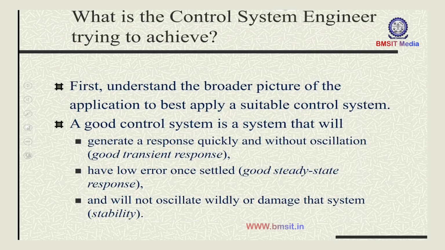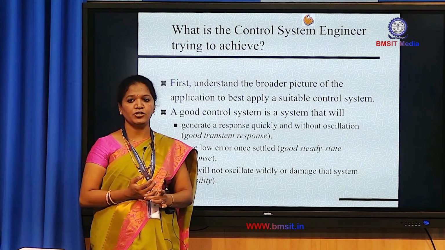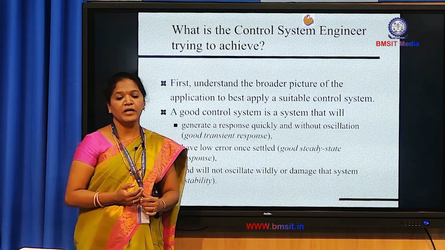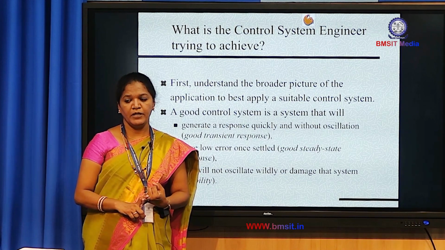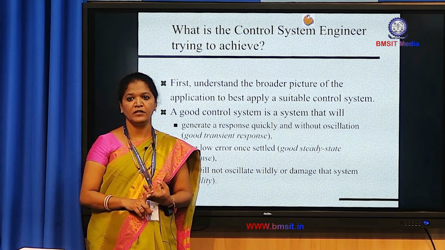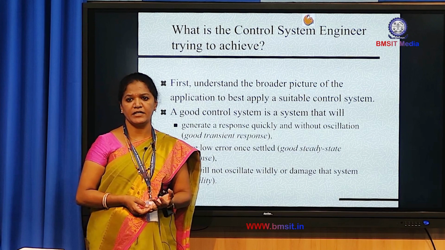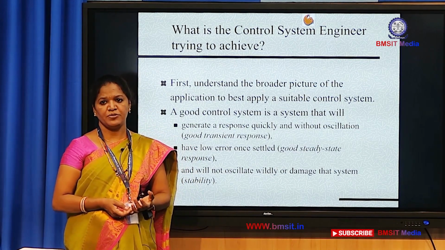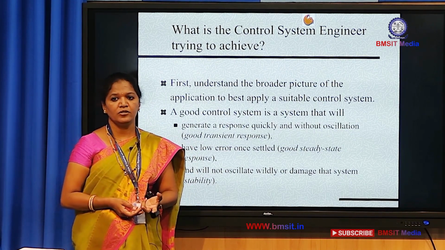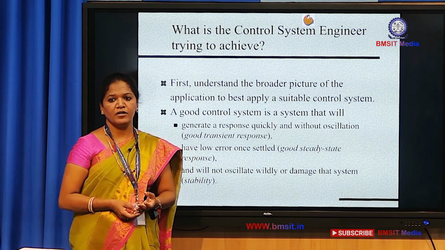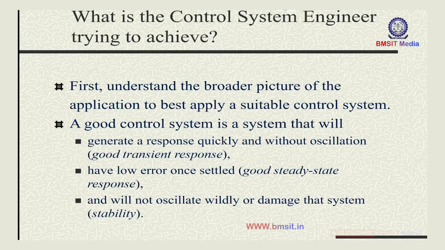So, what is the control system engineer trying to achieve? First, understand the broader picture of the application to best apply a suitable control system. As I told, to be a good control system, it needs to generate a good, accurate result, needs to be faster, and needs to be stable all the time. So, a good control system is a system that will generate a response quickly and without oscillation. So, a good transient response should be generated and have a low error once settled, a good steady state response should be generated, and it will not oscillate widely or damage the system, and is stable for all the environmental conditions.